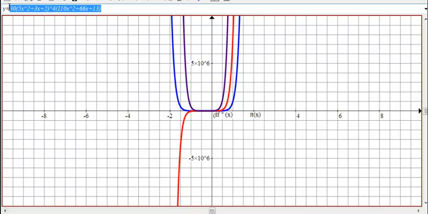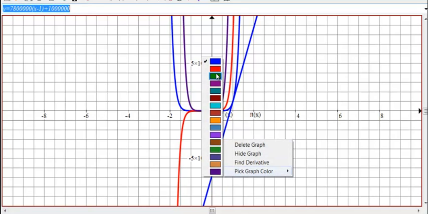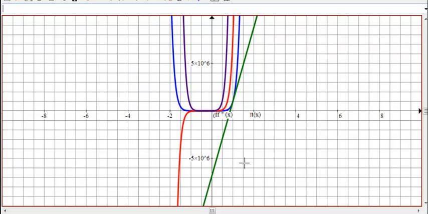And the tangent line, let's see, it was y equals 7, 8, and then 5 zeros times x minus 1 plus 1 million, 1 with 6 zeros. Okay, let's get that. Let's make the tangent line green, let's say. Alright, so there we got it.